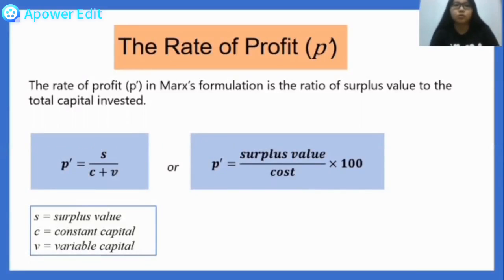Now I will continue with the rate of profit. The rate of profit, or P prime, in Marx's formulation is the ratio of surplus value to the total capital invested. So P prime equals surplus value divided by constant capital plus variable capital, times 100.